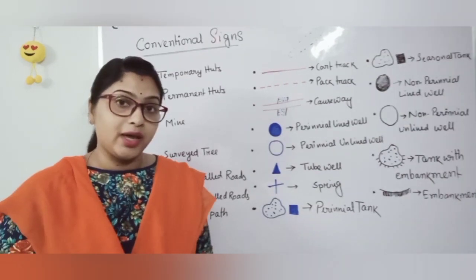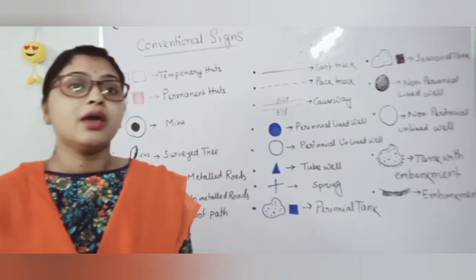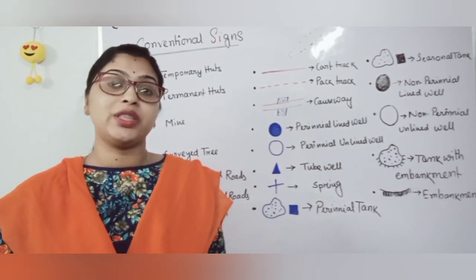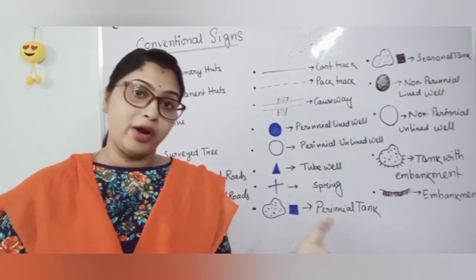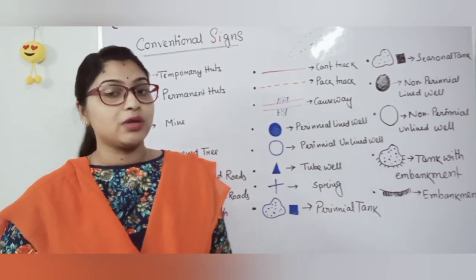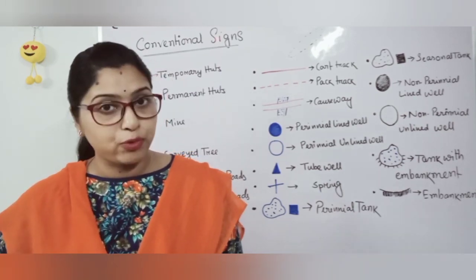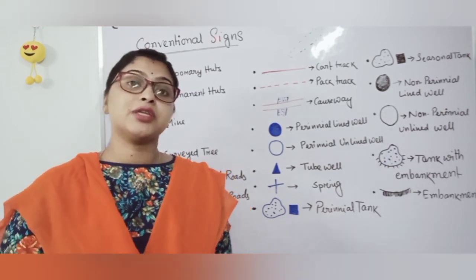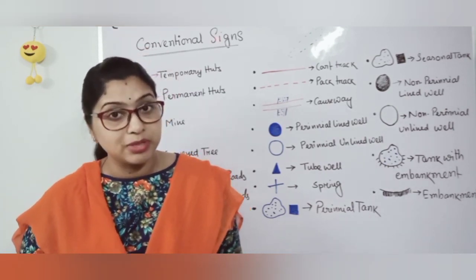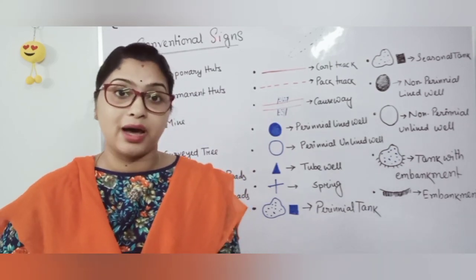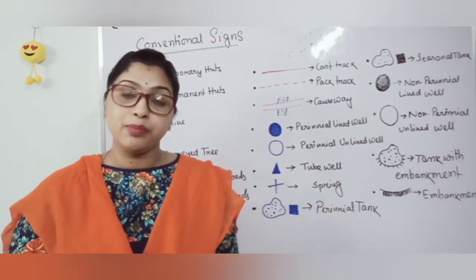I have already said, when we are representing different natural or man-made features in the map, it is not possible to show them in their own size, shape or area. So we use different signs or symbols to represent them in the topographical map. These symbols are known as conventional symbols, because all these signs and symbols are accepted worldwide.